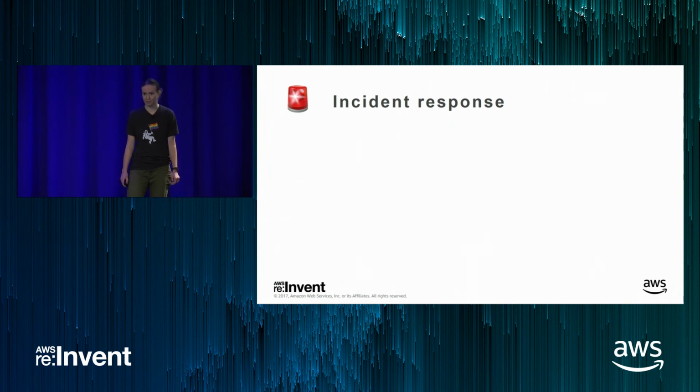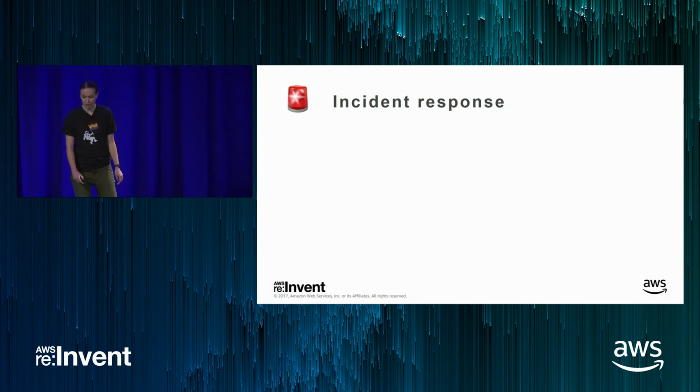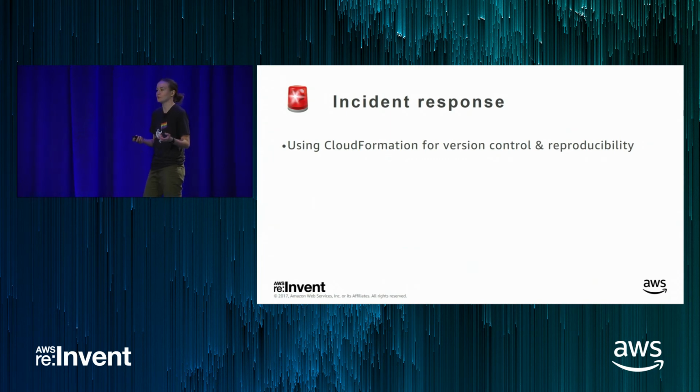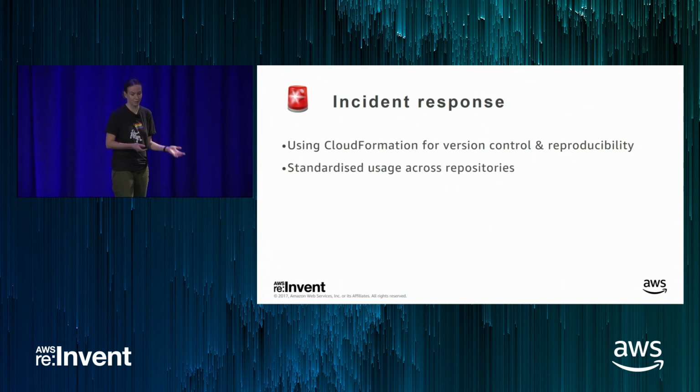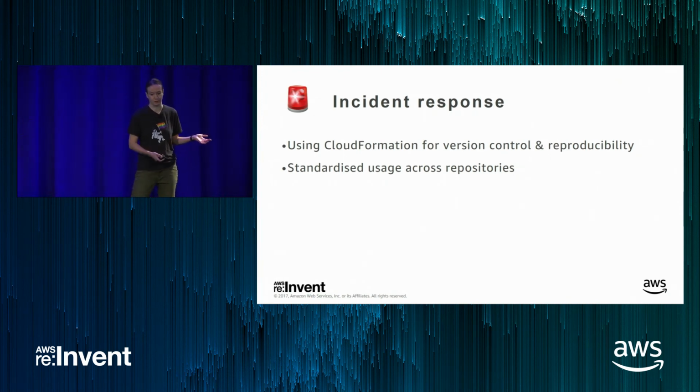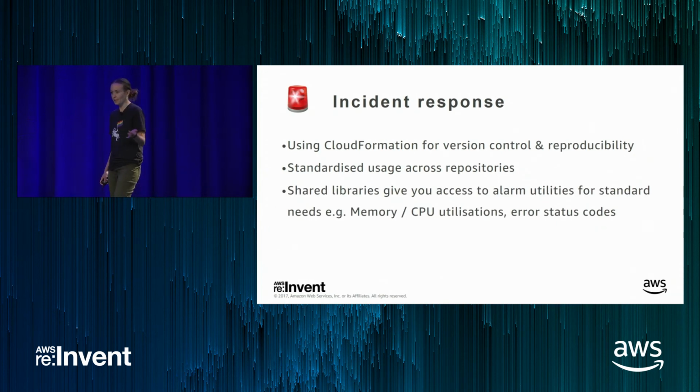Okay, so I mentioned incident response as being an advantage of having consistency across your repositories. And this has been the case for us migrating to ECS too. We also use CloudFormation to document our alarms. For example, we have CloudWatch alarms on things like high latency, et cetera. So we can use CloudFormation to see the version control there and have reproducibility of our alarms too. Again, we have standardized usage across repositories, so every repository has an alarms.markdown file where all the alarms are described and documented. And again, shared libraries help you standardize your use also in incident response situations.